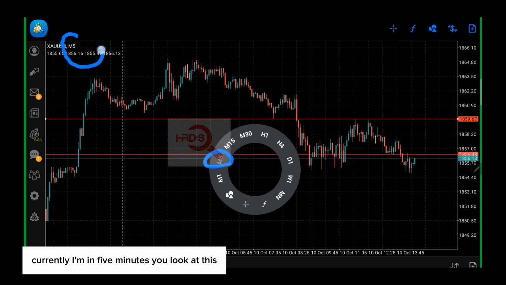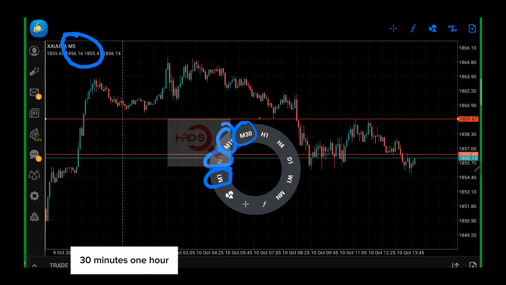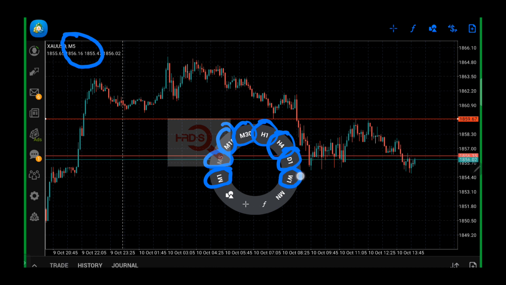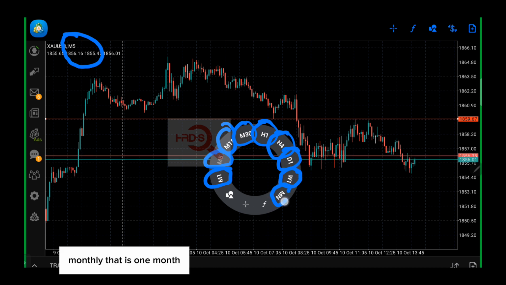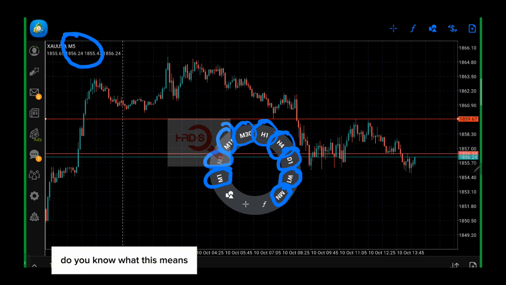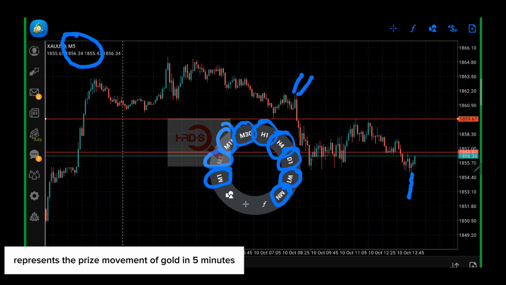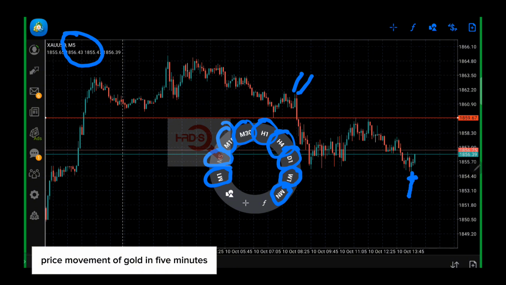You can look at this. Gold in 5 minutes. You can see 1 minute. You can see 15 minutes, 30 minutes, 1 hour, 4 hours. Daily means 1 day. Weekly, that is 1 week. Monthly, that is 1 month. Do you know what this means? What this means is that for each of these candles, any time frame I am in, currently 5 minutes, one candle in this time frame represents the price movement of gold in 5 minutes.